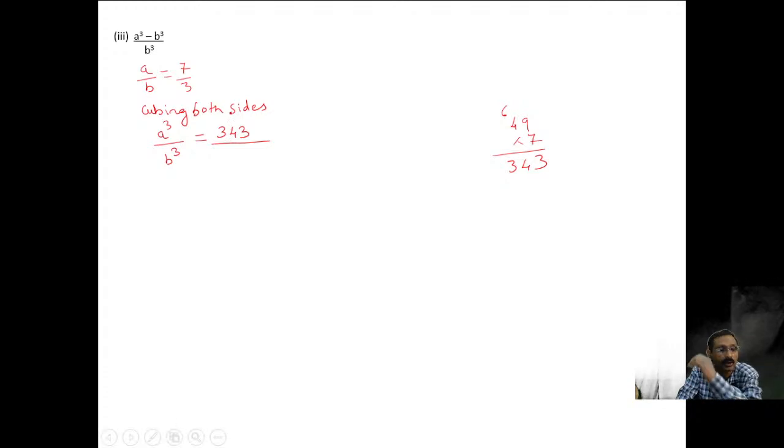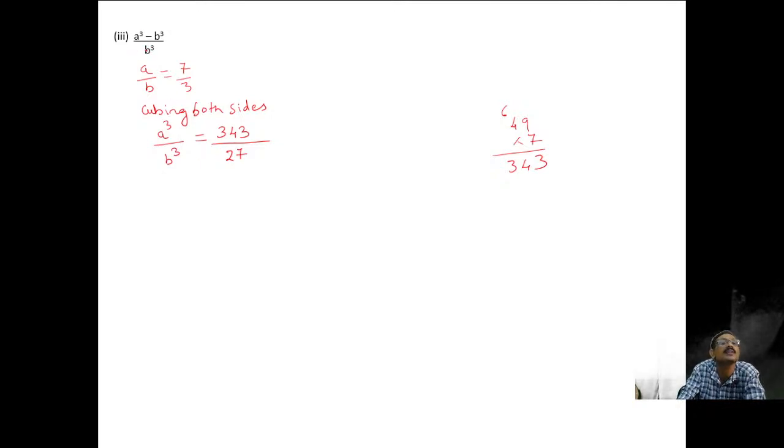If you see very carefully, here I've got 3. 3 threes are 9. 9 threes give me 27. Can I reduce this further? No. I'm just cubing it.